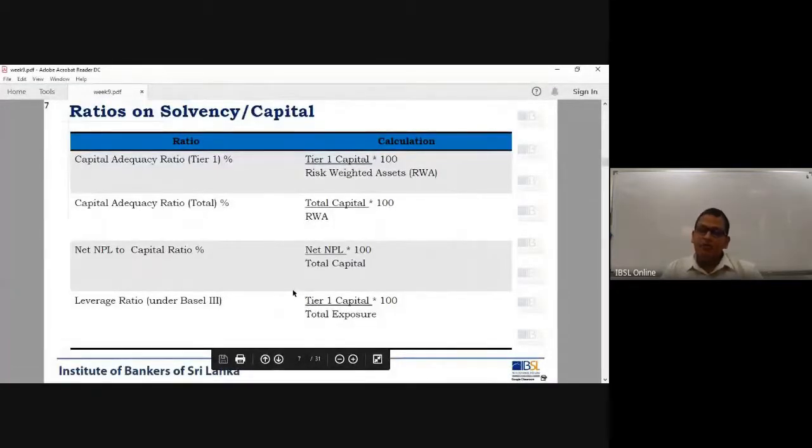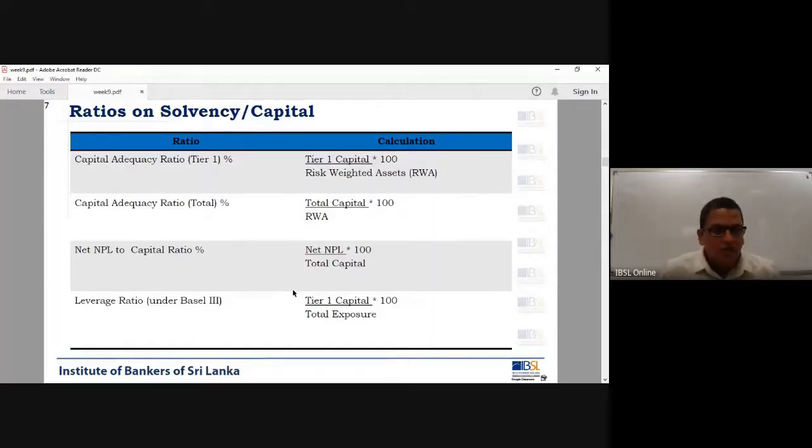And then we can move to the net NPL to capital ratio. What is the meaning of net NPL to capital ratio and why is it calculated? I have already mentioned that these asset loans and advances are the main asset item for a bank or finance company. So asset quality is most important for them.